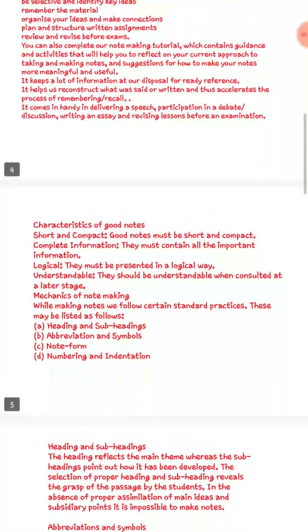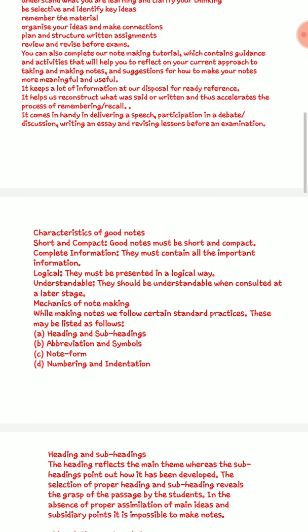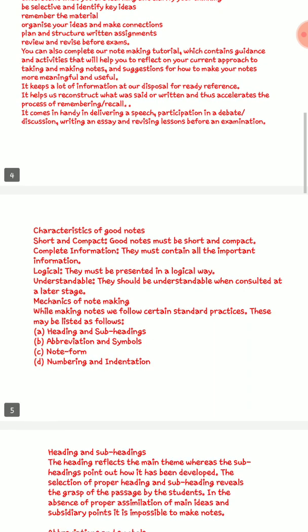Now, what are the mechanics of note making? What are the things we should follow? First one, headings and subheadings. I have given many solved documents in MS Word files in my previous classes where I have given some solved note making. If you go through them, you will find that the format structure is there. I will discuss it later also, and headings and subheadings are also there. So these things are very important.